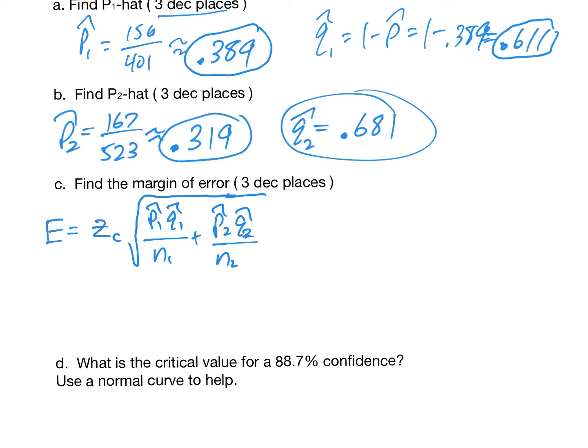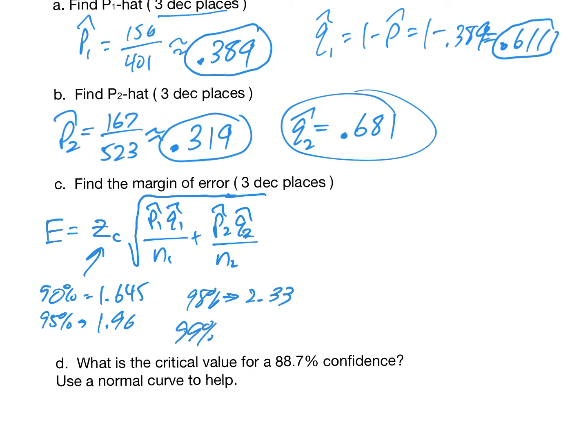Now, normally, you will know z of c. If it's 90%, you should memorize 1.645. If it's 95%, you should memorize 1.96. If it is 98%, you memorize 2.33. And if it's 99%, you remember 2 point what? 58.